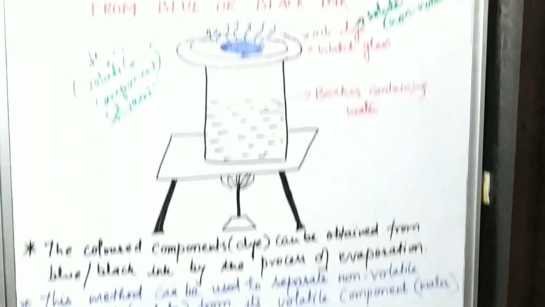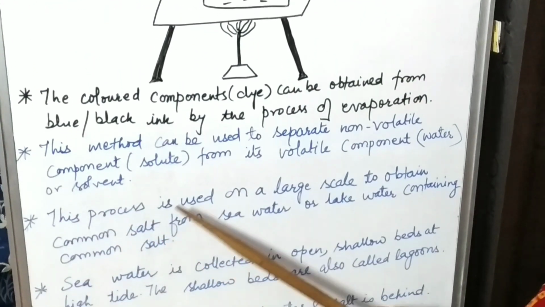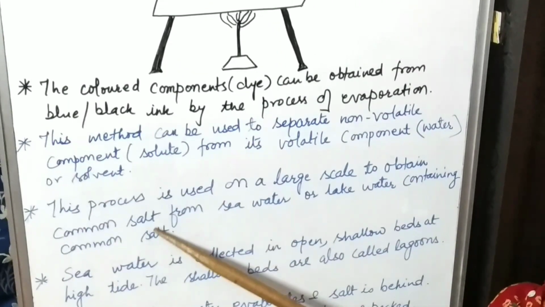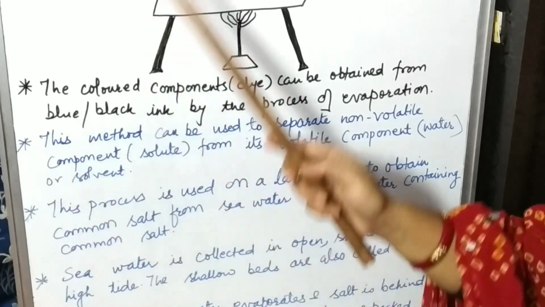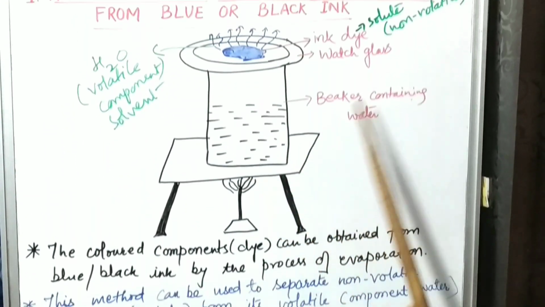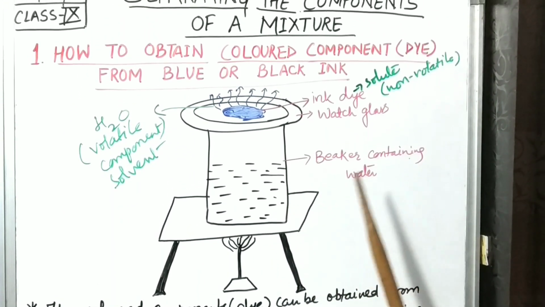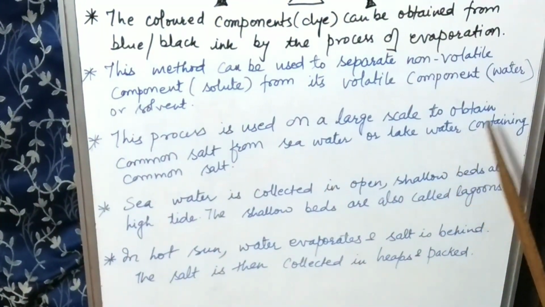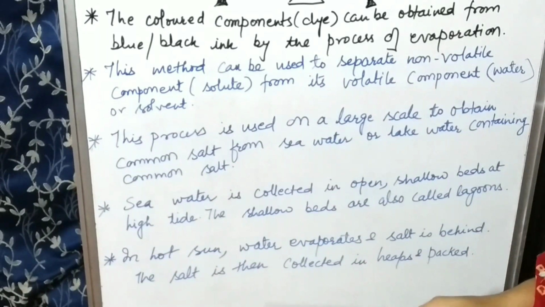Third point, this process is used on a large scale to obtain common salt. This is very important. Actually, the process which you have studied is used on an industrial basis also, on a larger scale, for obtaining common salt from seawater or lake water containing common salt in it.